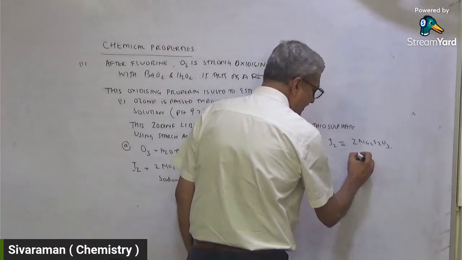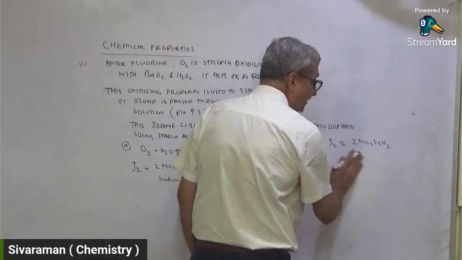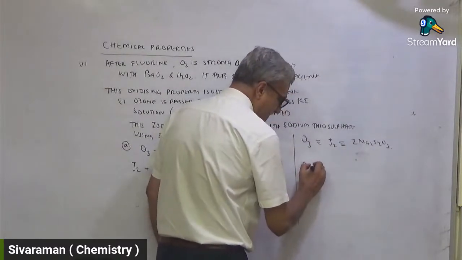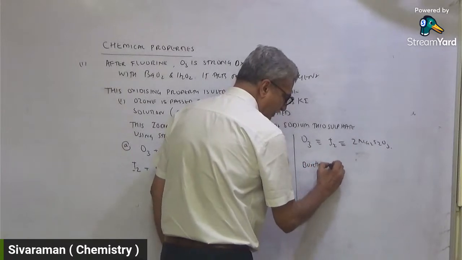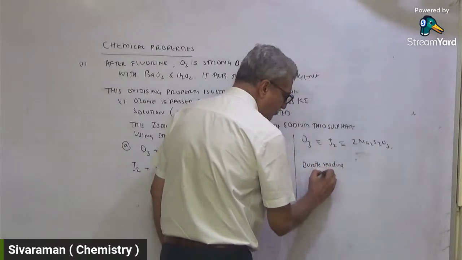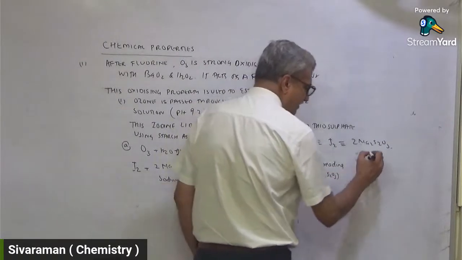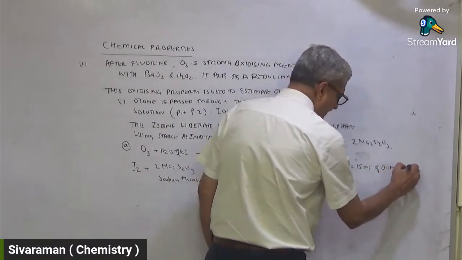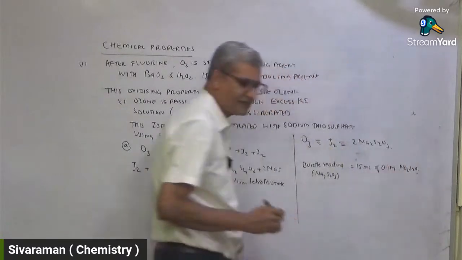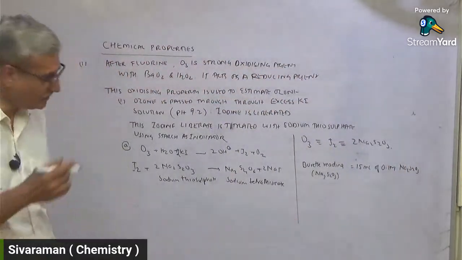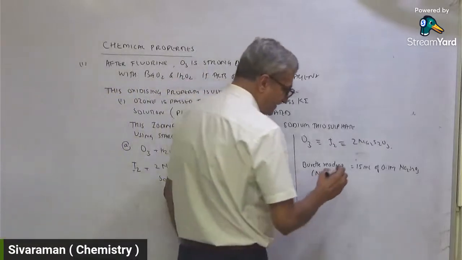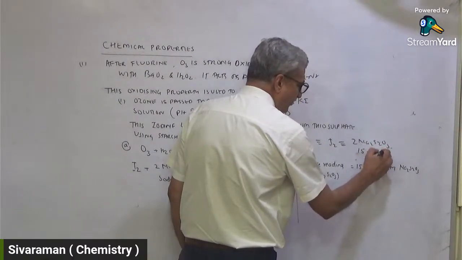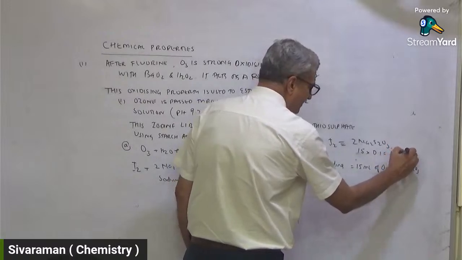Okay. Suppose we had taken iodine, and let us say the burette reading, which is sodium thiosulfate Na2S2O3, is 15 ml of 0.1 molar Na2S2O3. Now this is 15 into 0.1, that is 1.5 millimole.